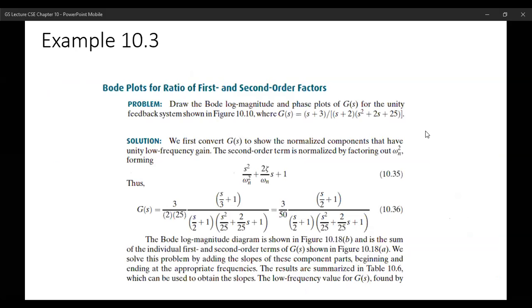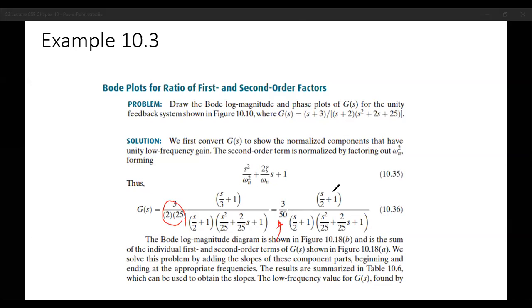Now example 10.3. In example 10.3, you have to plot a Bode plot for first and second order factors. Here we have both of them, so we first have to figure out the normalized factors. Normalize both the first and the second order. Then the magnitude here is 50 by, after factoring out, 3 by 50.